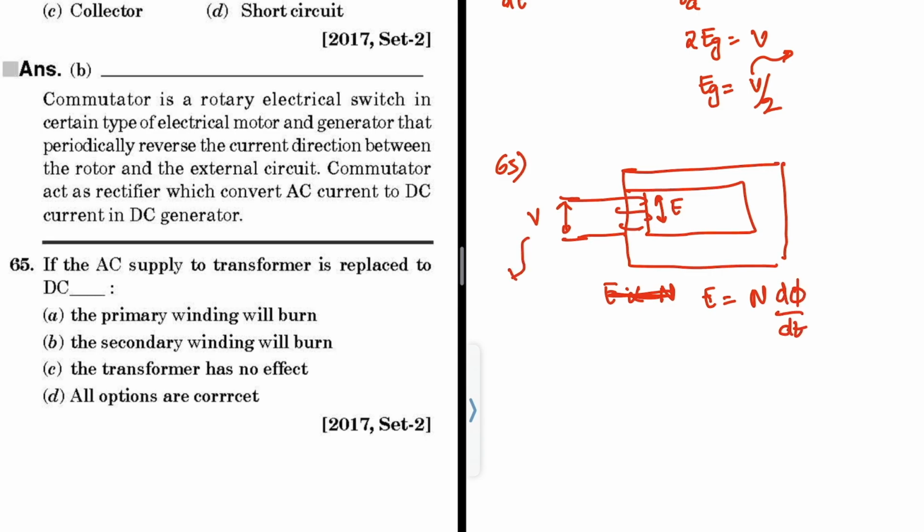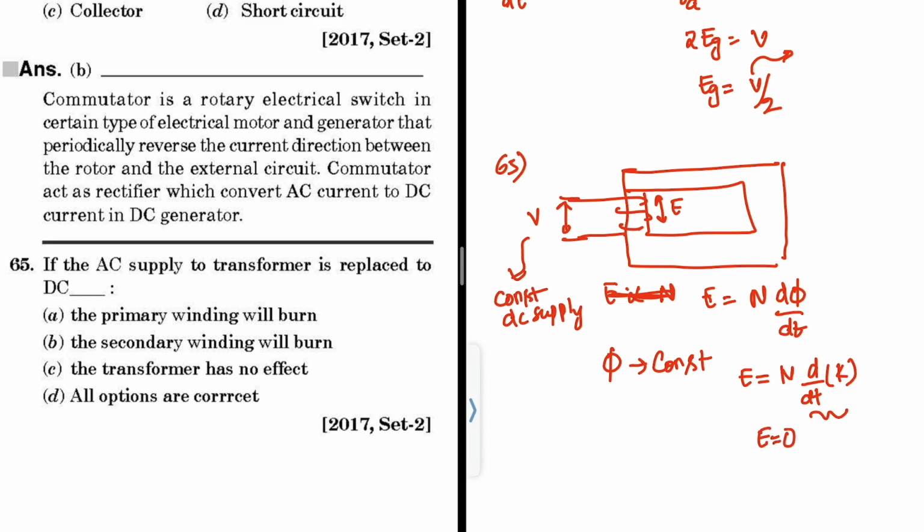Now if you give the supply as constant DC supply, flux will be constant. So E equal to N into d by dt of some constant phi. Differentiation of the constant is 0, so E equal to 0. So this will be shorted. High amount of current will flow through the primary winding and the primary winding will be burned.